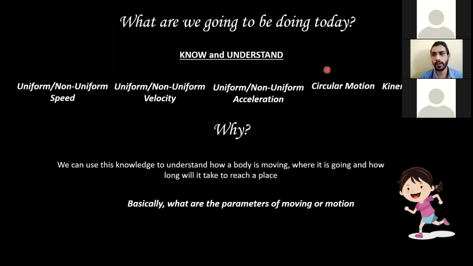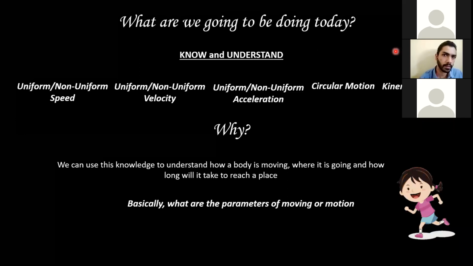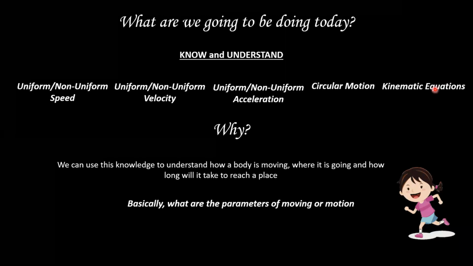So, folks, these are the five things we're going to be looking at today. First is uniform and non-uniform speed, then velocity, acceleration, then circular motion, and last is kinematic equations. I'm going to switch off my video because if I start my video now, it shows on the screen and in the recording it looks very bad. So these are the five things we're going to be doing.